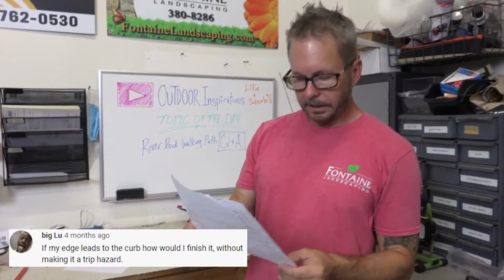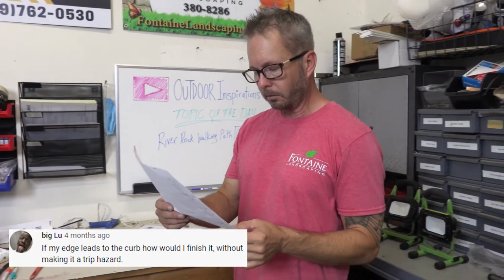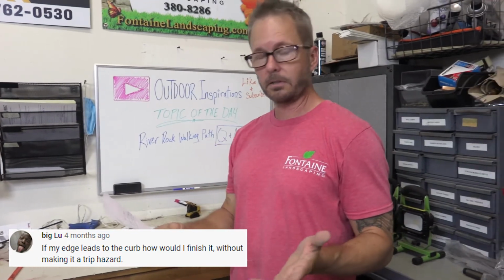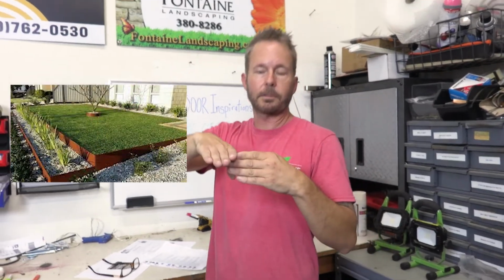Okay, Big Lou. If my edge leads to the curb, how would I finish it without making it a trip hazard? So yeah, that's challenging. When you're coming to permanent structures, just make sure that edging material dives down to meet that permanent material that you're coming from. Say it's a step or something like that. So you definitely don't want a trip hazard there.